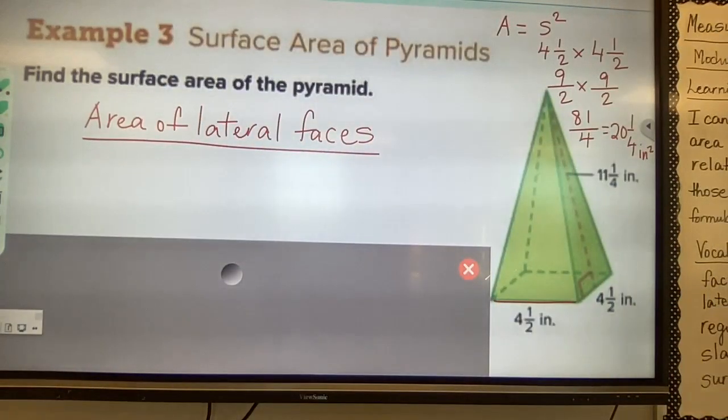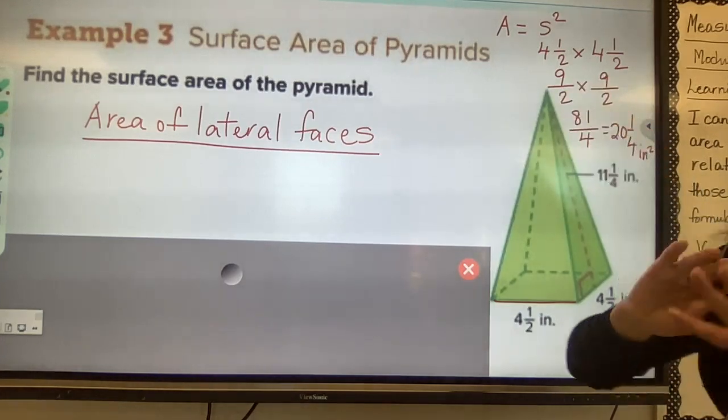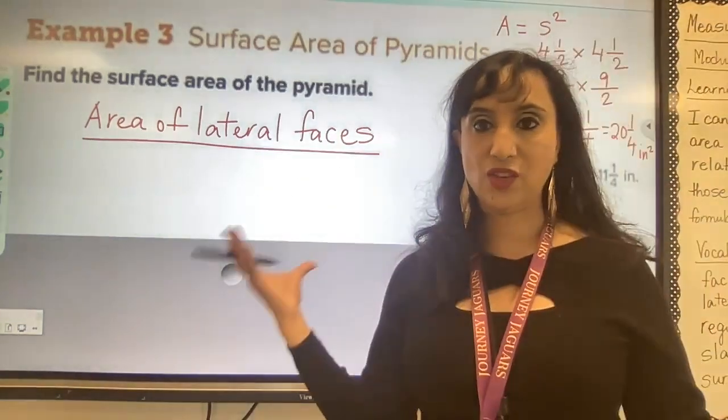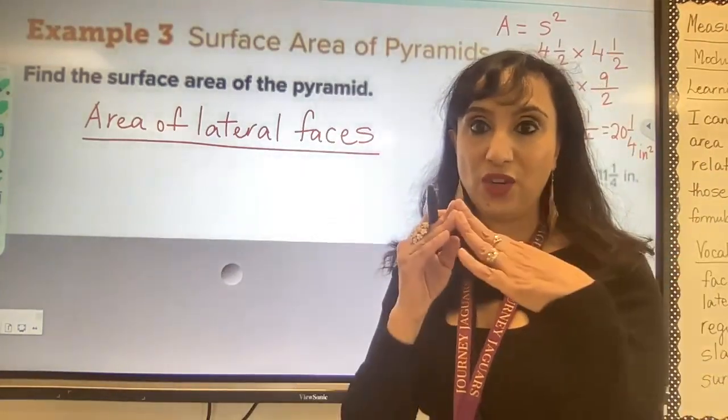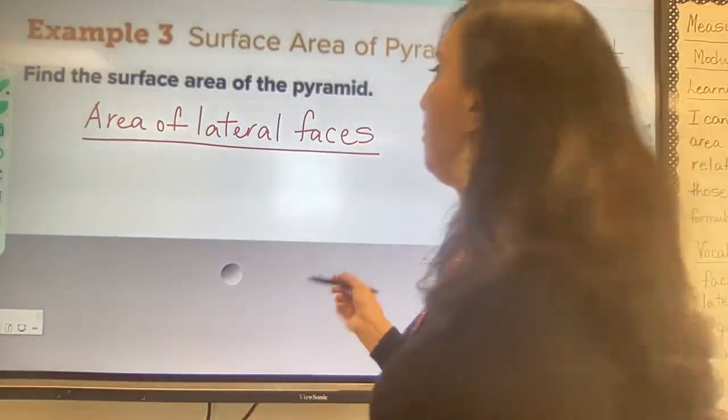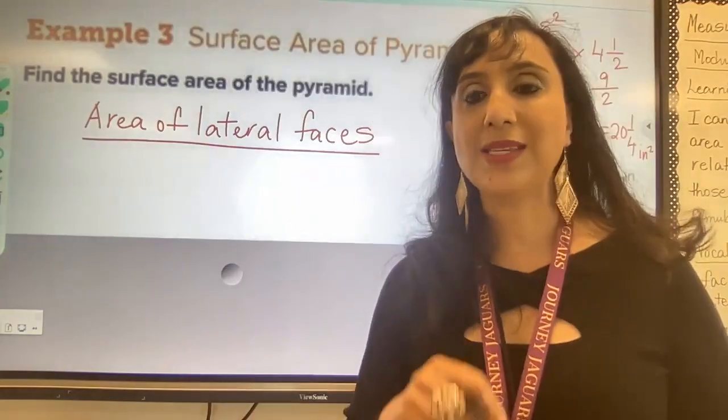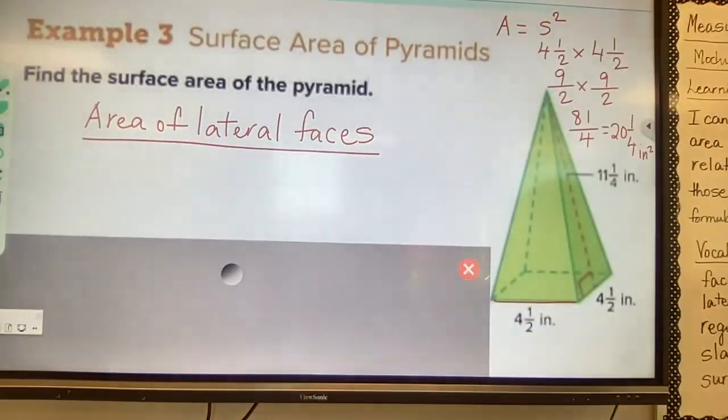We know that you have the base length as 4.5, and the height is 11 and 1/4, right? And there are 4 triangles when we open it out. There are 4 isosceles triangles, which have exactly the same measure. That's the only way it's going to close, right? So area of a triangle is what? Base times height divided by 2, right?